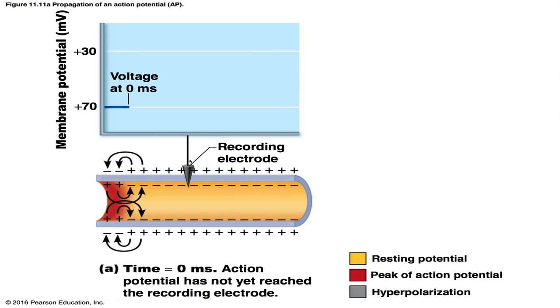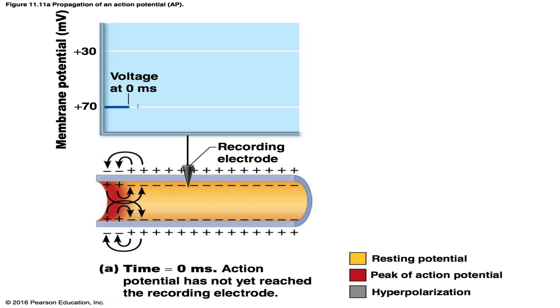So when you look at this slide and probably the next couple afterwards, let's just take a look at this legend before. The yellow represents the resting potential, the red represents the peak of the action potential, or where the action potential is occurring, and the gray represents hyperpolarization. So what we're seeing over here, and then we have this graph over here, and what we're seeing here is an error. This should say negative 70, not positive 70.